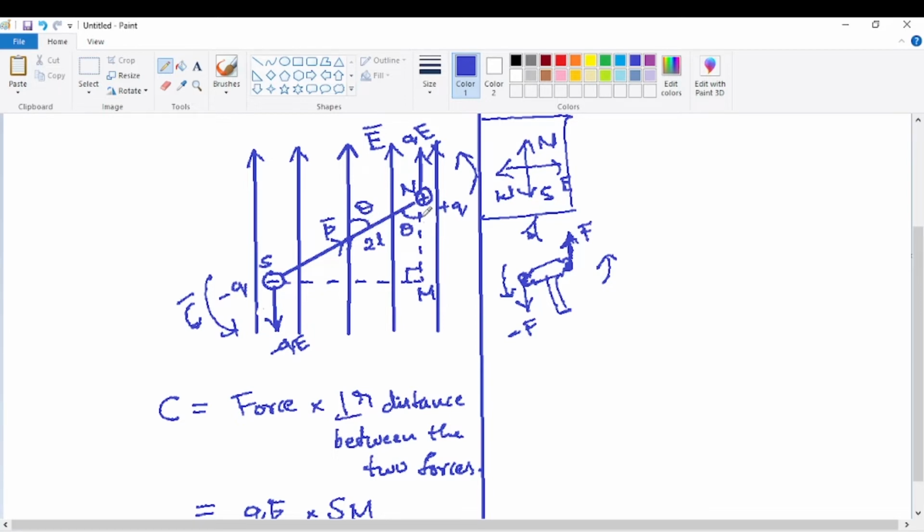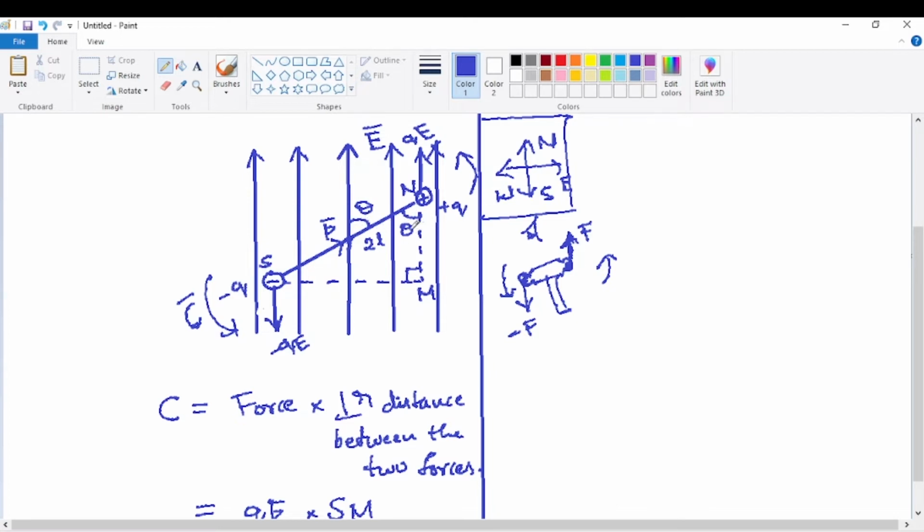Just see here once again, this line is parallel to this line, and this line is the transversal. So these two are alternate interior angles, and they are always equal. So this angle is theta, as we have already taken. This is the angle between the field and the dipole. Dipole is inclined with the field at an angle theta. So this is theta means this also is theta.